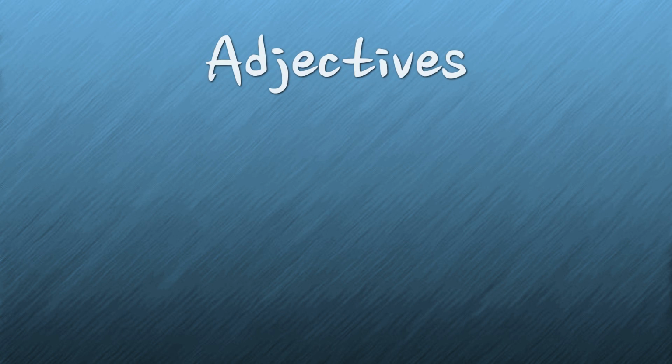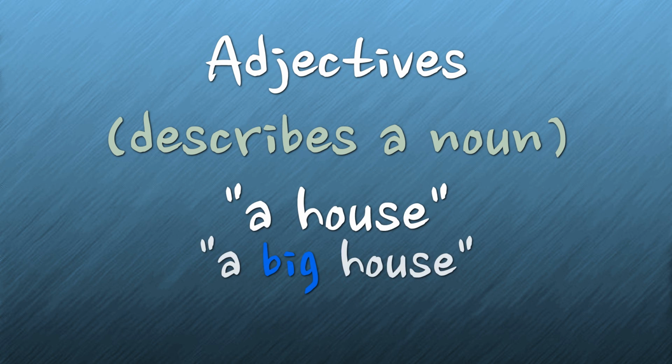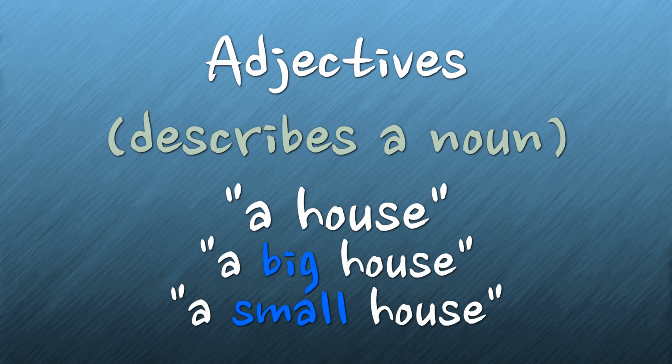Today I wanted to cover a bit of a basic concept, but one that I think is really important to know: how to use adjectives in Korean. An adjective in English, as many of you know, is a word used to describe a noun. For example, you can have just a house, or you can have a big house, or a small house, etc. House is the noun, while big or small are adjectives.